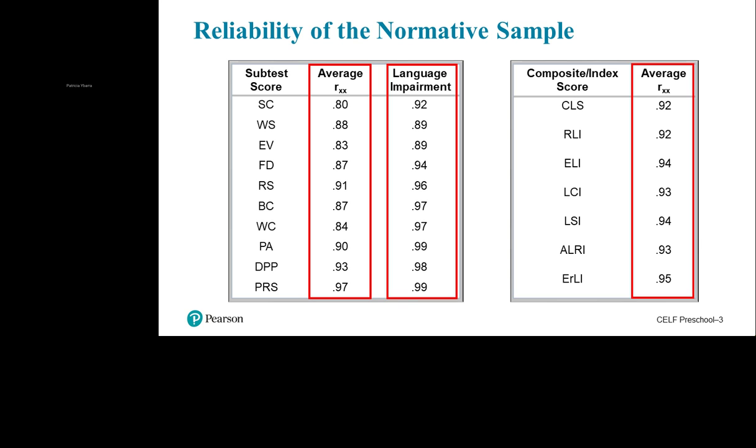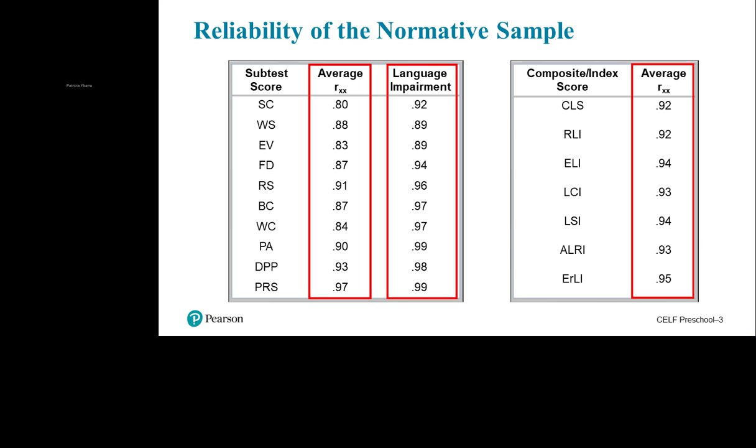Regarding the reliability for this test, for the overall normative sample, the average split-half reliability coefficients of the CELF Preschool-3 subtests range from 0.80 for sentence comprehension to 0.97 for the Preliteracy Rating Scale. Overall, the reliabilities for each subtest are good to excellent. Those are the reliabilities for the subtests. The average reliability coefficients are excellent, all above 0.90 for all the composite scores.